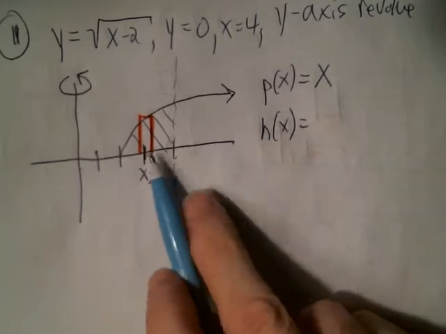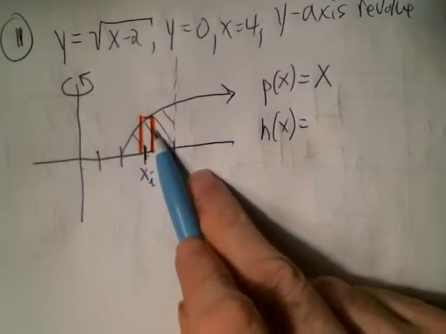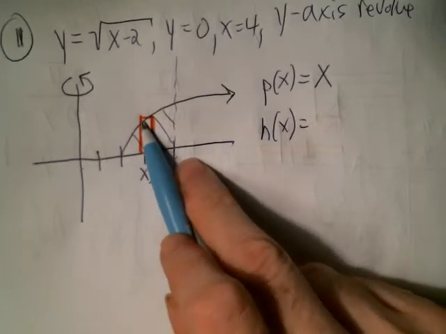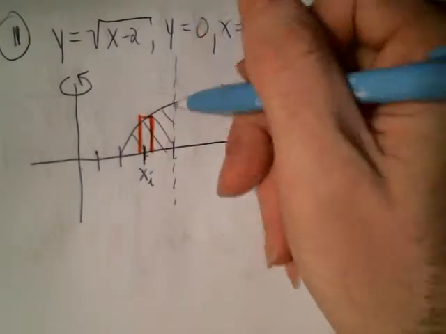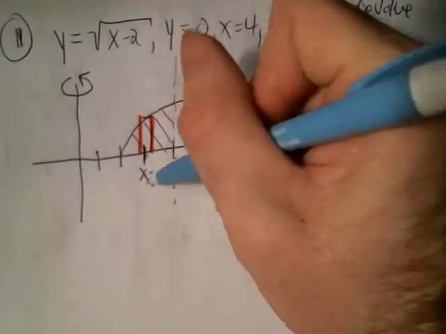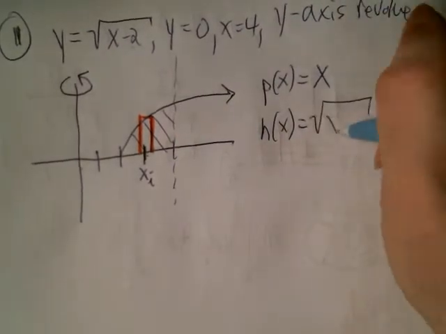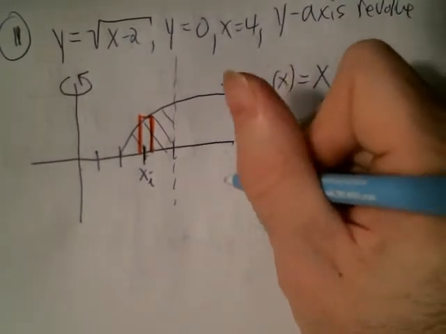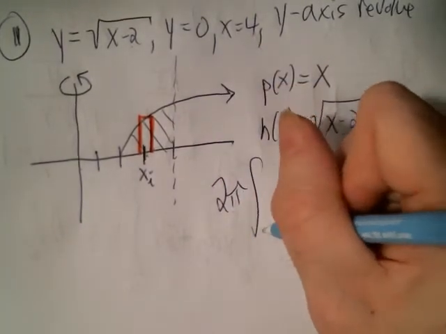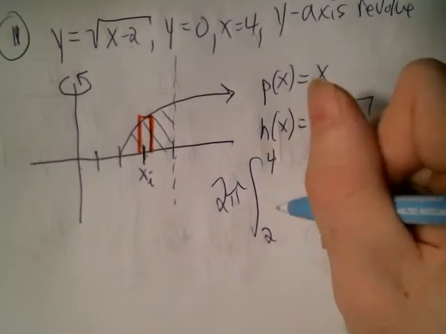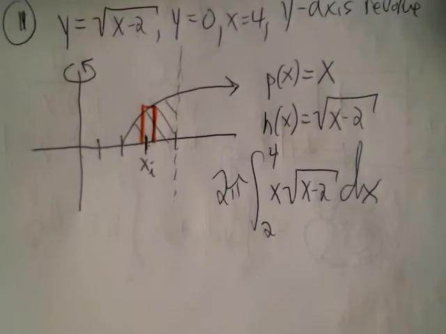Then h of x is just the length, the height of this rectangle. So it's the distance from here to here, which is just given by this formula. To know this distance, just plug x into this and you get it. So this is square root of x minus 2. And so our integral will be 2 pi integral from 2 to 4 of x times square root of x minus 2 dx.